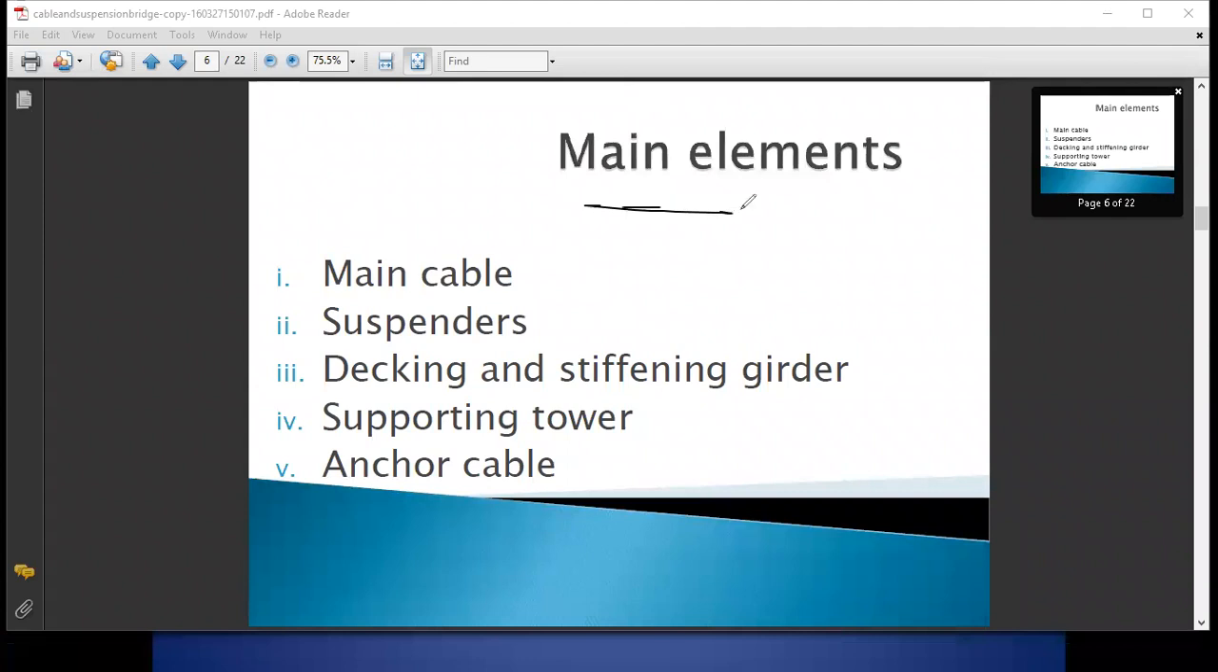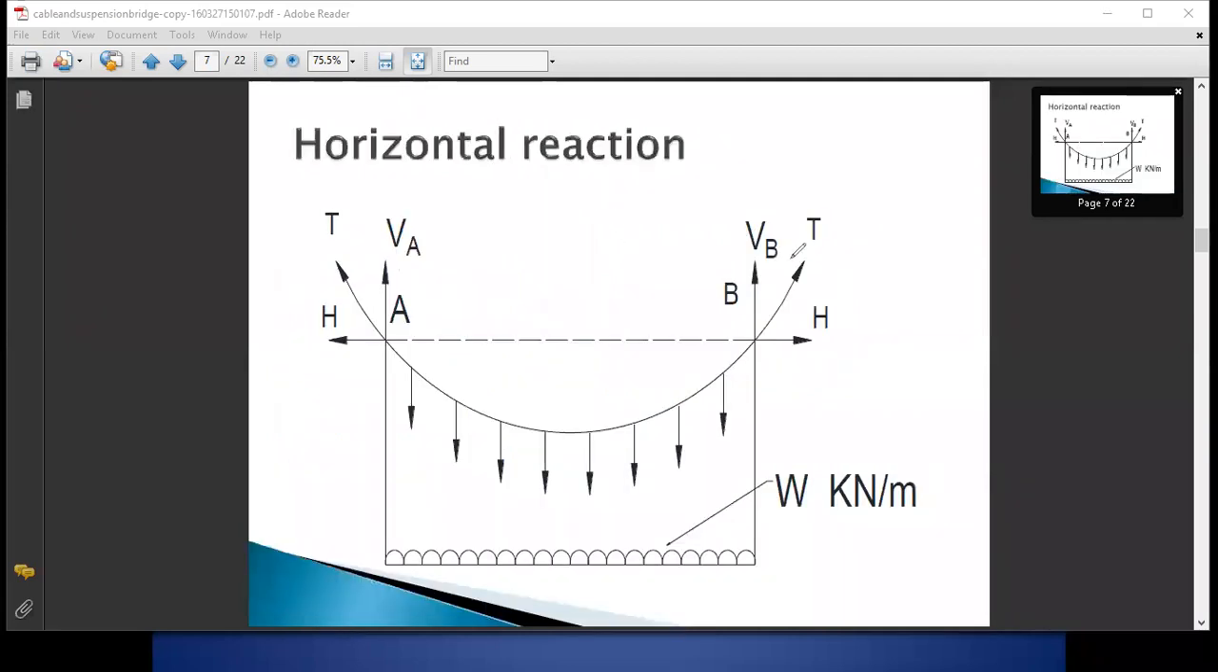Right. So these are the main elements. Now we will discuss finding out the tensile force in that particular suspension cable, the shape of the cable, etc. If you see this suspension cable, this is your deck slab, which is subjected to the load in terms of UDL, that is W kN per meter. Then at the ends, you may call it a tower, or you can take the span point A and point B.